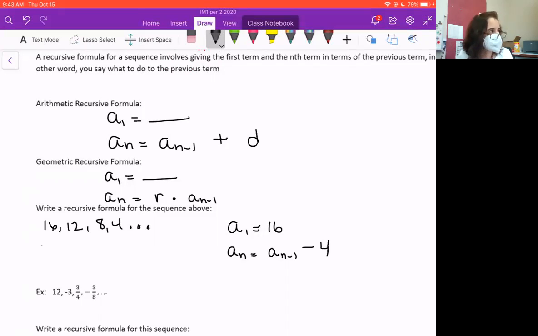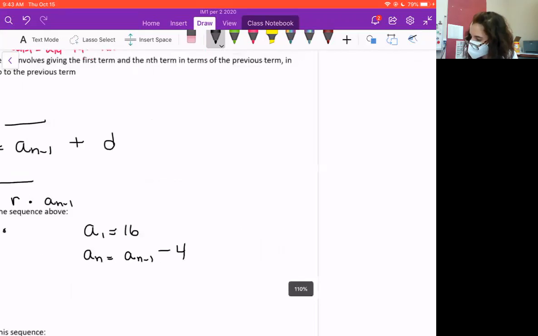This is a subtract 4 arithmetic sequence. So I know that all this is saying, this sequence starts with the first term of 16, and then you find the next term by taking the term you have and subtracting 4. So I find my second term by taking my first term and subtracting 4. I find my third term by taking my second term and subtracting 4, etc.